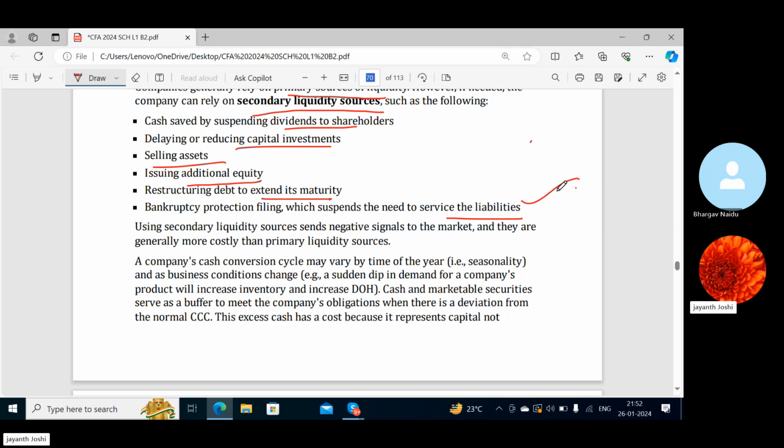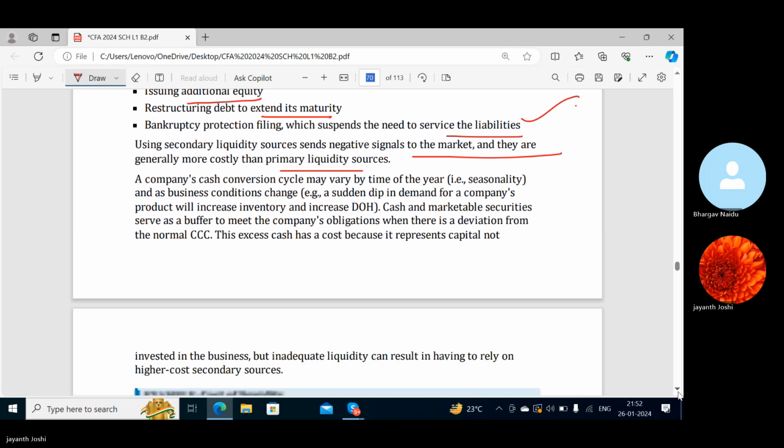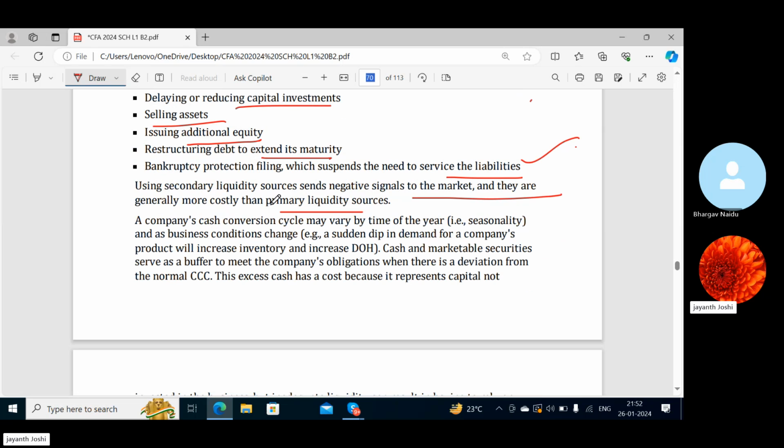Bankruptcy protection filing suspends the need to service the liabilities, because if you are declaring yourself bankrupt, then you may get protection from the authorities, and no one will pressurize you to make the payments or threaten you. So using secondary liquidity sources sends negative signals to the market, because that shows the company has certain issues. So primary liquidity sources are better, despite being costly. Secondary liquidity sources cost much to the company's reputation.